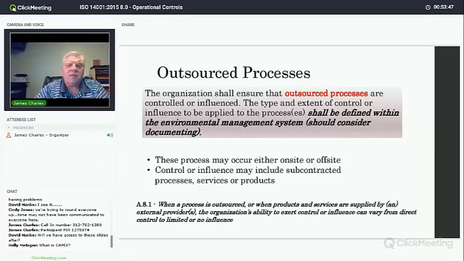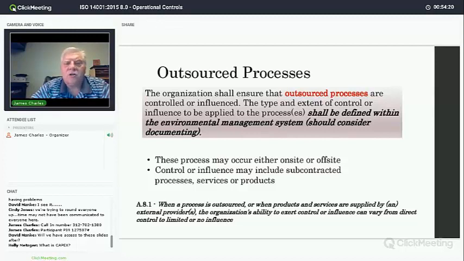Outsourced processes. Again, this is, I'll call it, a new requirement of the standard. I sent parts out to be painted. Before, that was out of scope. We didn't think about what happened past our fence line. The ISO people are now asking us to consider how we might be able to control or influence things that are occurring within or outside of our fence line.